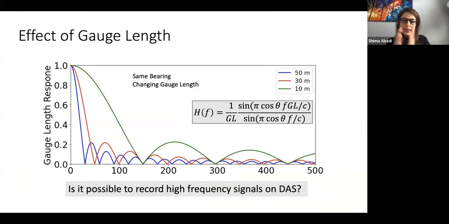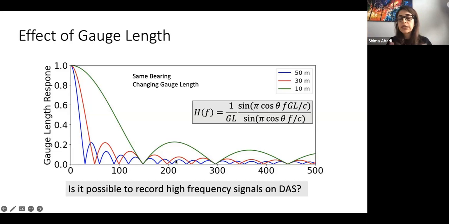Okay, so that was the impact of bearing on gauge length, but I said the gauge length is a setting that we can change when we collect the data, so we can go lower or higher. This is just a simulation showing the gauge length response for different gauge lengths: 10 meter, 30 meter, and 50 meter. What it shows is that if we go to a lower gauge length, 10 meter for example, we are pushing the location of the null to higher frequencies. And then we have a bigger lobe here, so with higher amplitude.